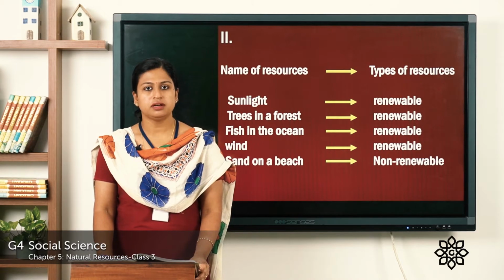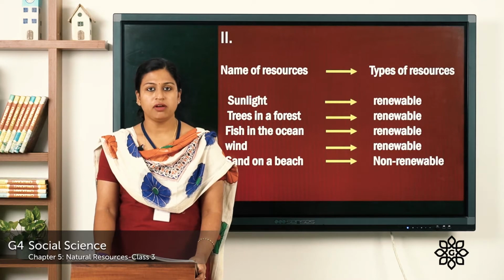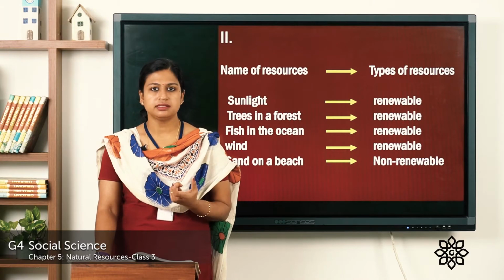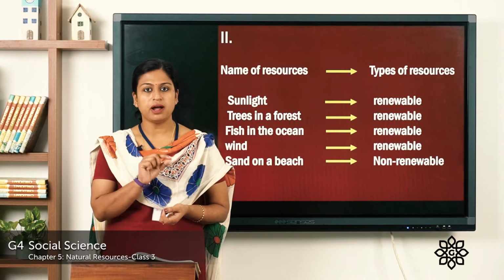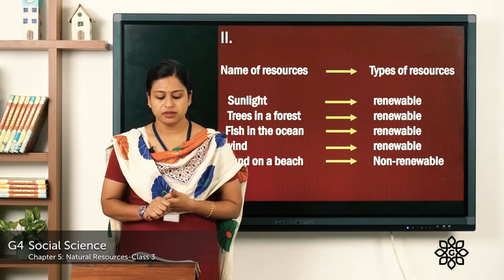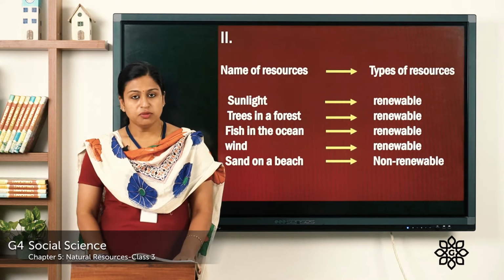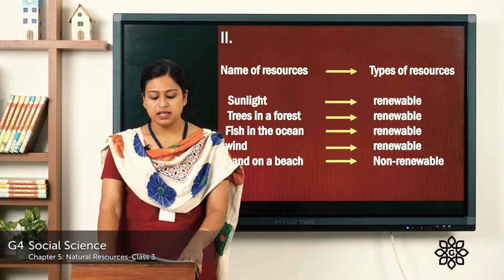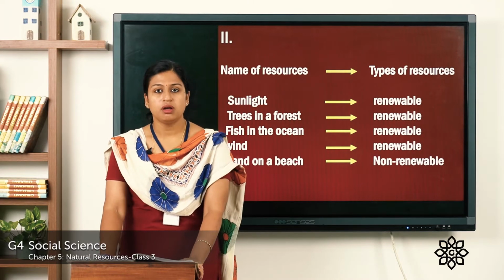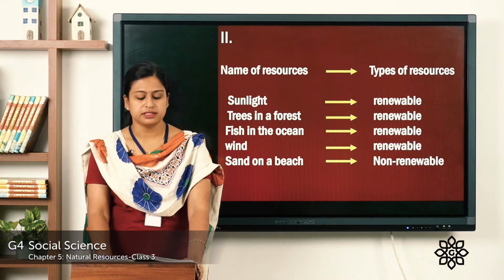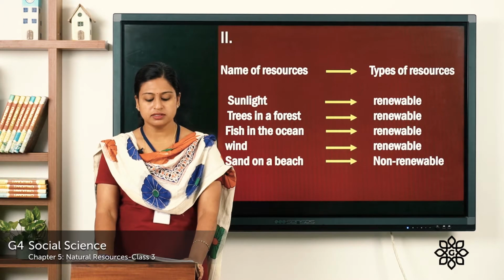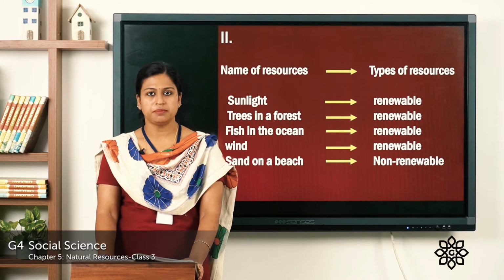Now let's move to the third exercise, that is rectify the following sentence. So here 5 sentences are given and 1 word is incorrect. First you have to underline the incorrect word and then you have to write the correct word for it. First one is renewable resources exist in limited amounts and cannot be replaced easily. So here 1 word you have to correct it. Second one, we are using up natural resources slower than they can be replaced.